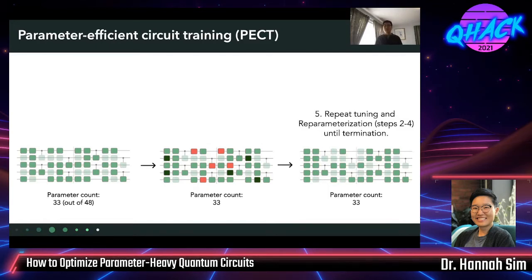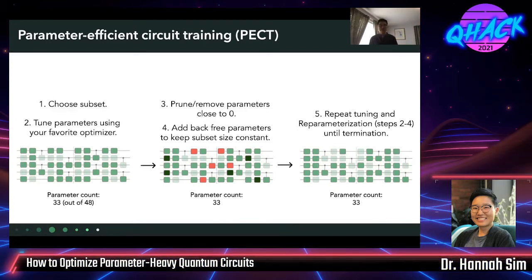And after that, we're going to repeat this tuning and reparameterization phase over and over again until some termination criteria are satisfied. Examples of these termination criteria may be some convergence in the energies, or you set a hard limit on the number of total function calls that you allow in the overall optimization procedure.